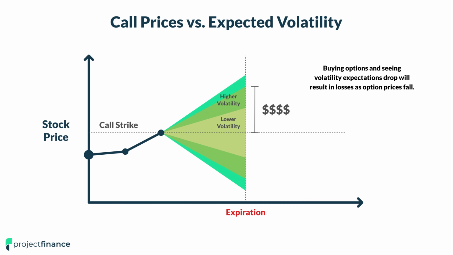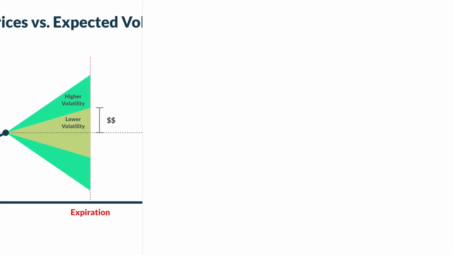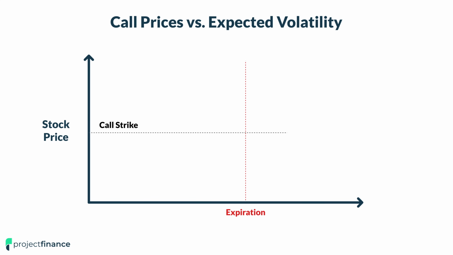If you buy options and implied volatility falls, that means the option prices have fallen because the market expects smaller stock price movements going forward, and you will lose money from the decrease in option prices from this decrease in the stock's volatility expectations. But the opposite can also happen.